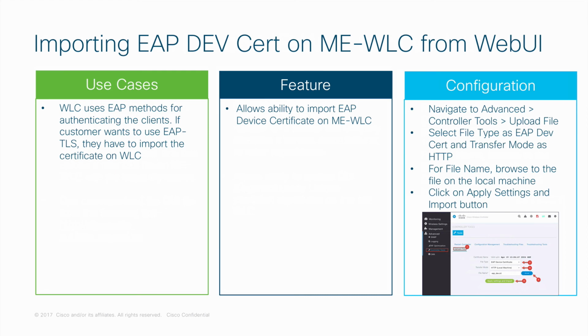We're also enabling the ability to import an EAP device cert on the ME controller from the web UI. The use case here is quite simple. The WLC uses EAP methods for authenticating clients. So if the customer wants to use EAP-TLS, they have to import a certificate. Prior to 8.7, we could import certificates using the CLI, but in 8.7 we are adding this capability from the web UI as well.